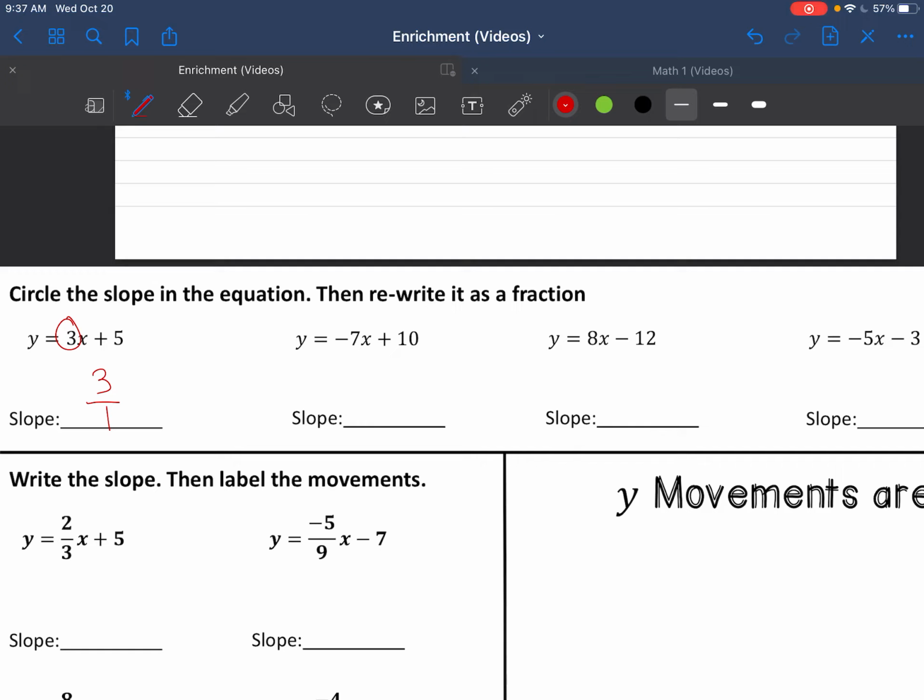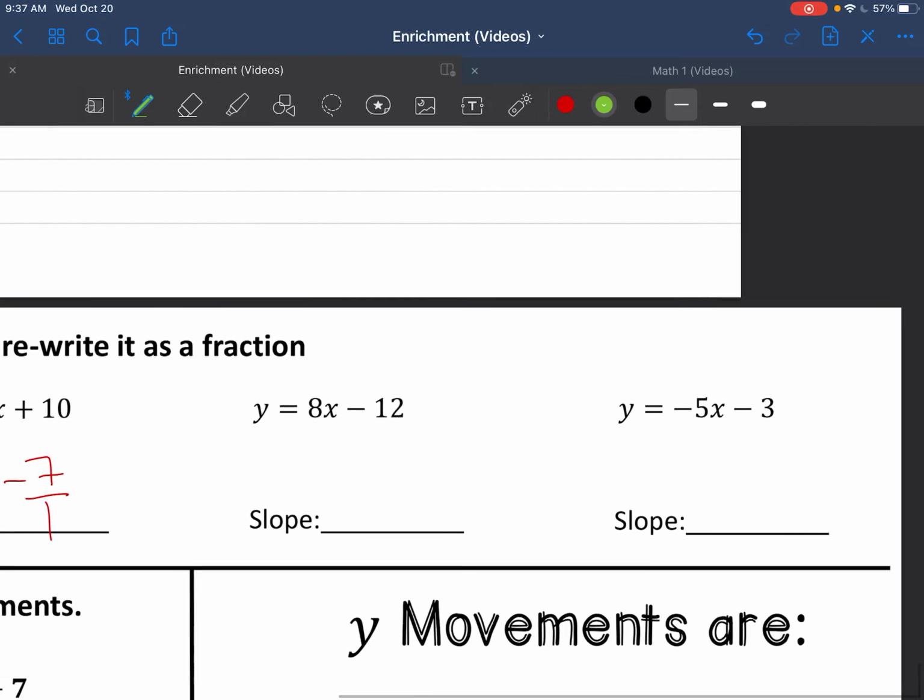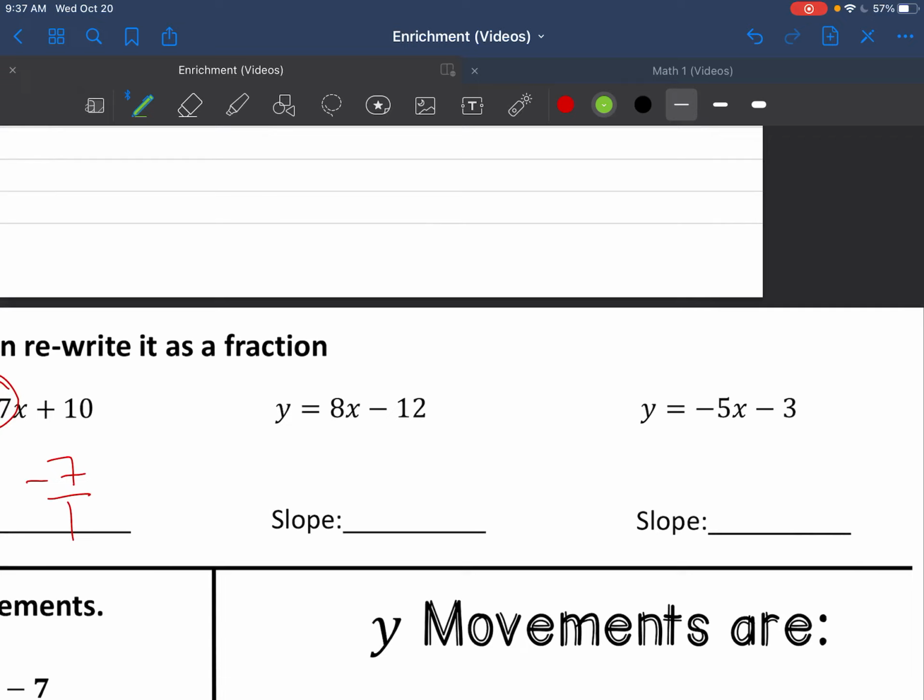So in y equals negative 7x plus 10, negative 7 is our slope, and we write it over 1. Please remember this is a video, so you can pause and rewind. I want you guys to try the next two on your own. So pause the video, see if you get the same thing. So slope is 8, we get 8 over 1. Slope is negative 5, we get negative 5 over 1.